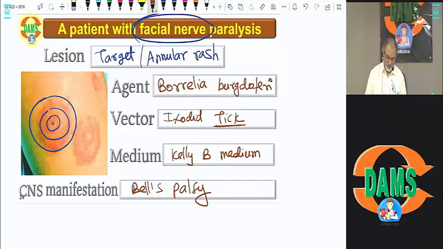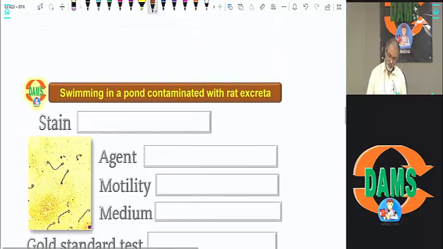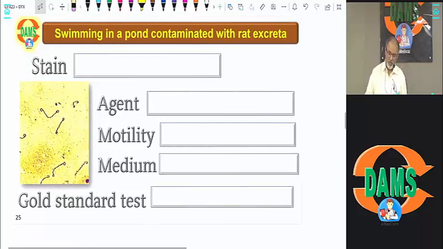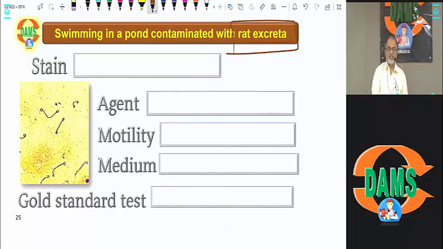Next is swimming in a pond contaminated with rat excreta. That's all. Rat excreta, swimming pool, what disease may it be? Leptospirosis. What is the name of the stain? Silver stain, called Fontana stain. Leptospira specific stain is Fontana stain.